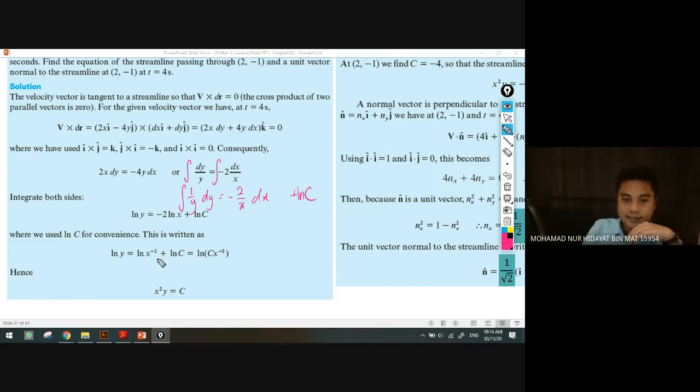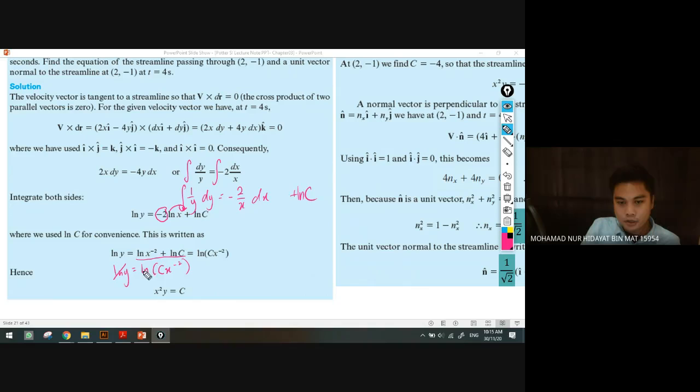This is written as ln y equal to negative 2 ln x plus ln c. Remember this equation, under the log rule, you can transfer to become the index. So ln x to the power of negative 2, plus ln c. So from this equation, when the rule of log, ln plus ln or log plus log, you try to simplify, it will be like this. Okay, you will get ln c x to the power of negative 2.